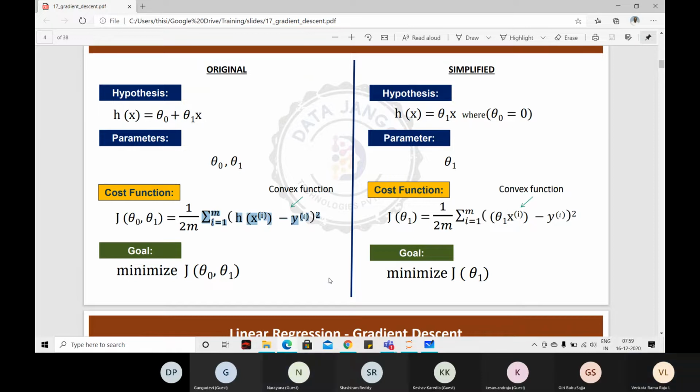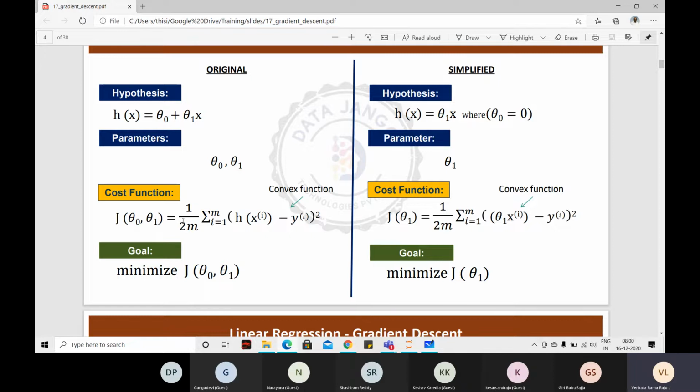RSS, this is right. Residual sum of squares is the formula. Yes, this is the error. This is the error formula, and I am doing 1 by m, which is the average, the mean squared error. Now I took 2 because of some reason. I'll show you why 2, why 2m. So that is the actual equation.